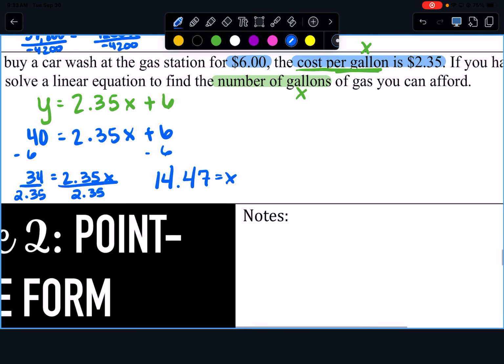What does X mean again? So it is 14.47 gallons you can afford and buy a car wash with $40. Yep.